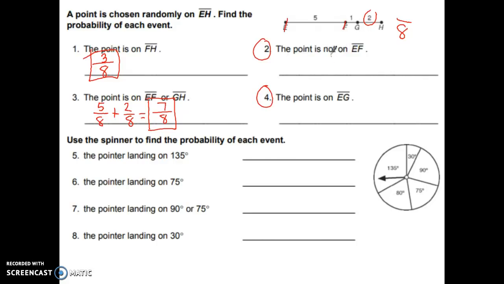Reminder, or a big hint for number 2: the probability of something not happening is 1 minus the probability of it actually happening. So count the points on EF and subtract them from 1. Get those two checked off, and then we'll come back and do number 5.